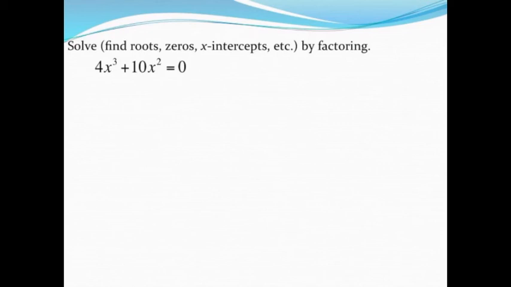Also at the end, I'm going to show you a way you can use your graphing calculator to check your solution. So if you just want to see that part again, maybe you just want to skip to the end. Okay, so here we go with our first example.